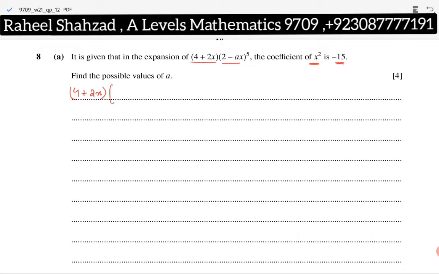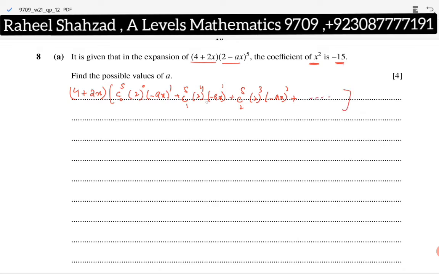Now we can open the whole thing in order to make it easy for you. So for instance, it's 5C0, 2 raised to the power 5 and minus ax to the power 0, plus 5C1, 2 to the power 4 and minus ax to the power 1, plus 5C2, 2 raised to the power 3 and minus ax to the power 2, and so on.